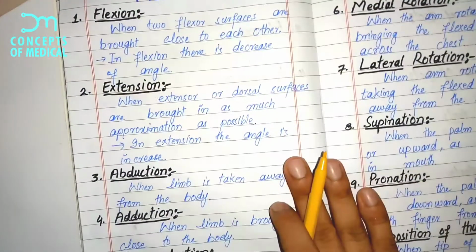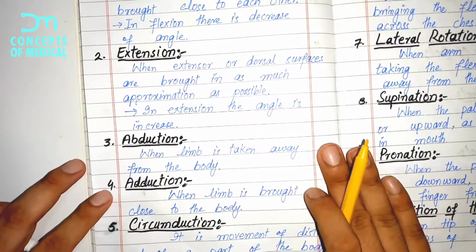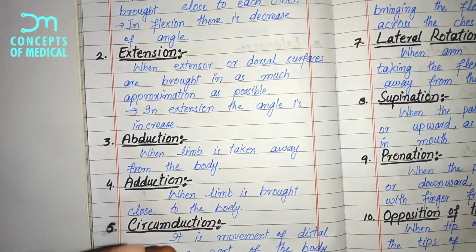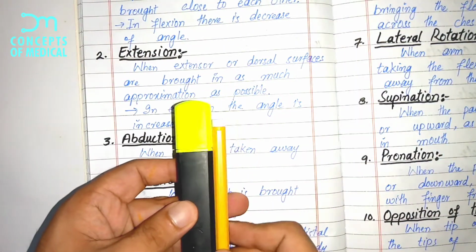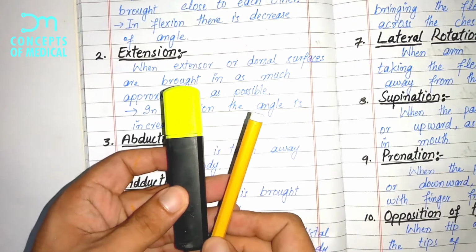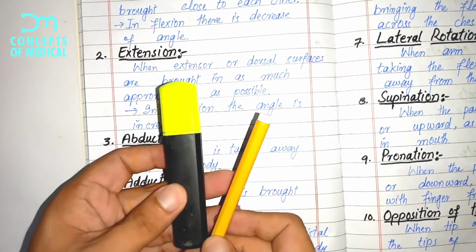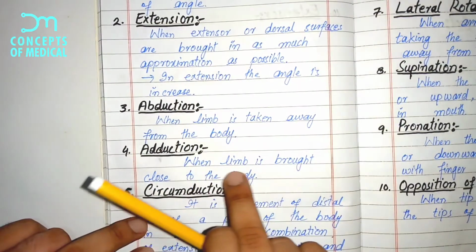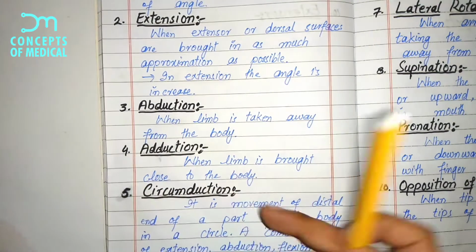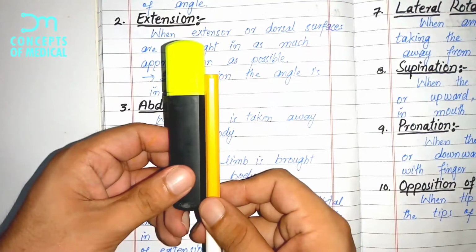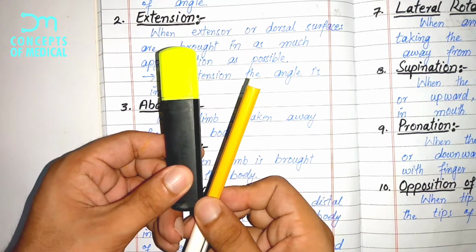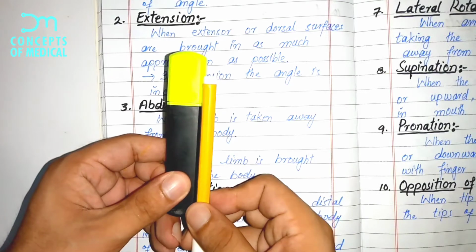The third term we have is abduction. What is abduction? Abduction is when a limb is taken away from the body. Let's suppose this is my body trunk and this is my right limb. Whenever I take this limb away from my body, this is called abduction. Another term we have is adduction. Adduction is when a limb is brought close to the body. So whenever I take my limbs away from my body, this is abduction, but when I reverse this movement, this is called adduction, right?